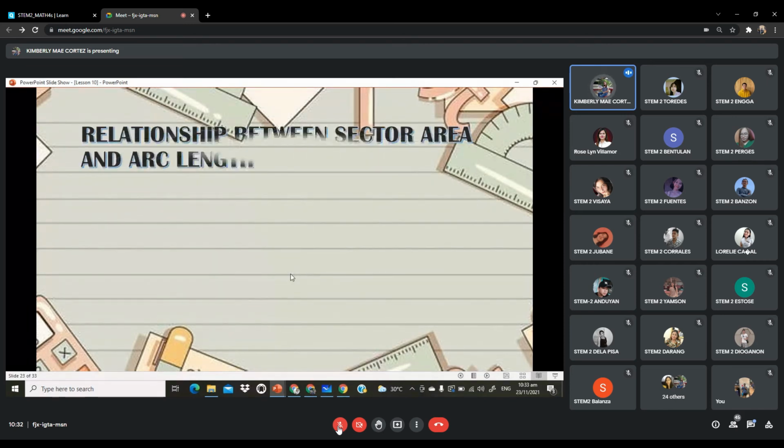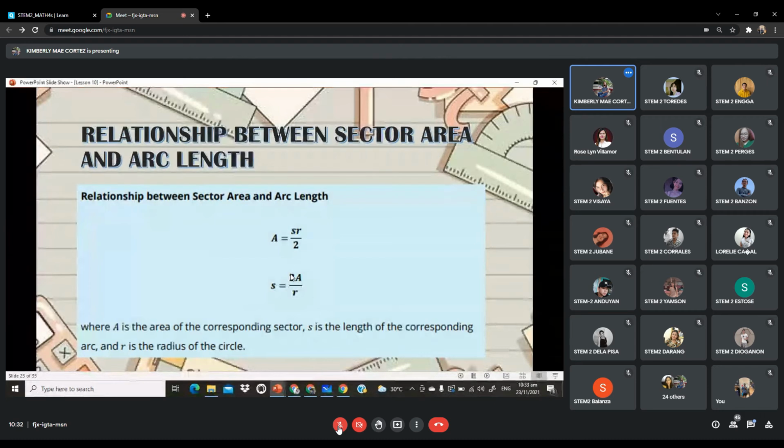Any questions before we proceed to the example for the relationship between sector area and arc length? None, ma'am. So always remember the formulas.